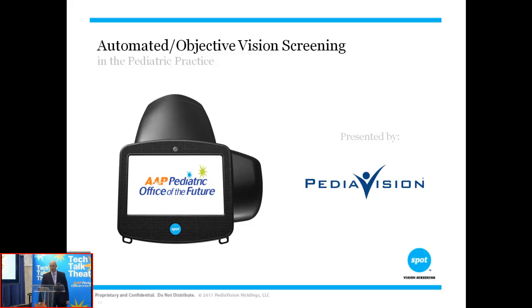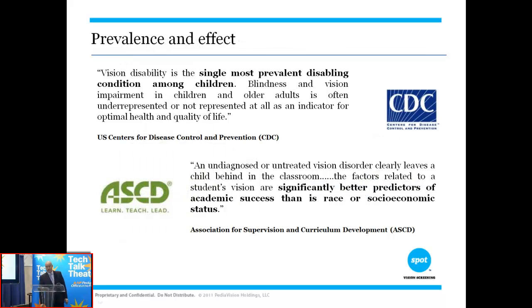There's a high prevalence of vision issues in society today, and if you look at the Center for Disease Control stats, they say that the single most prevalent disabling condition among children is blindness and vision impairment. The American Association for Supervision and Curriculum Development also indicates that vision issues are a great predictor of academic success and have no prevalence based on race or socioeconomic status.